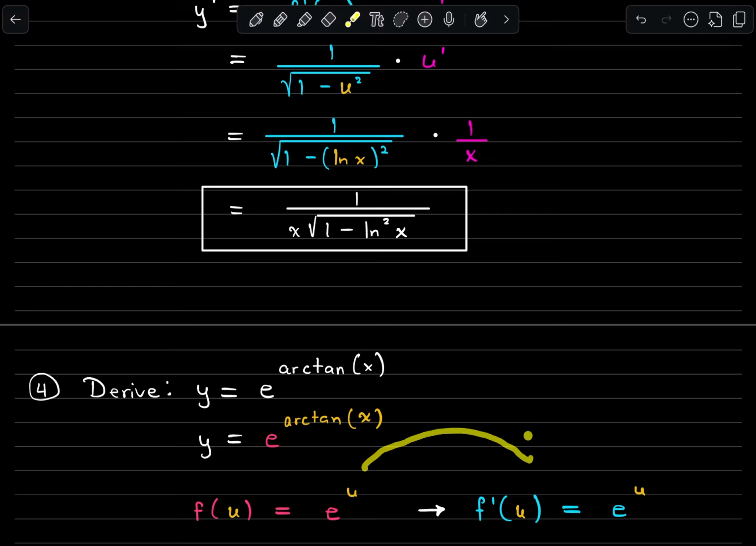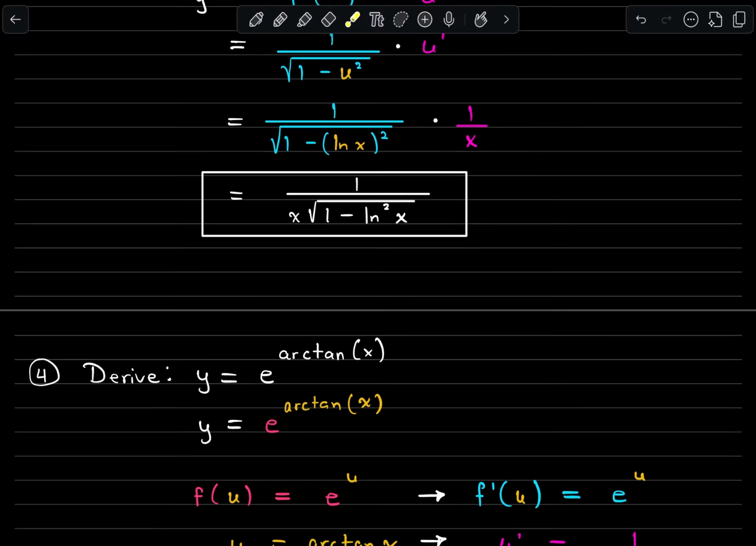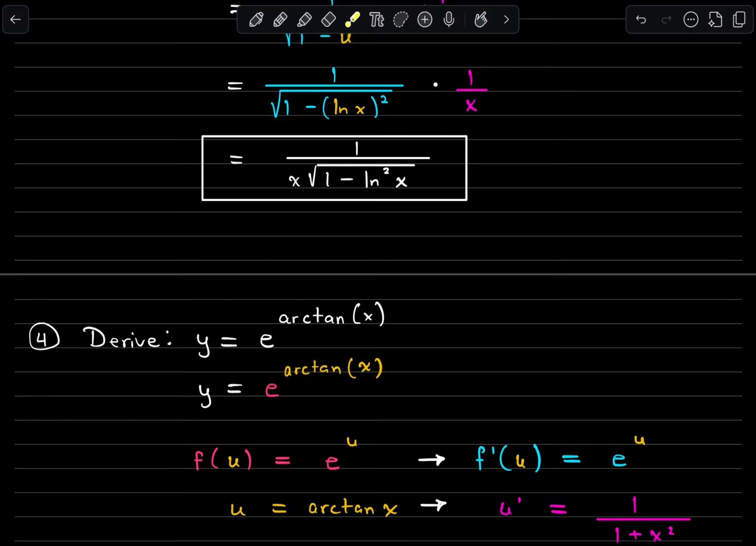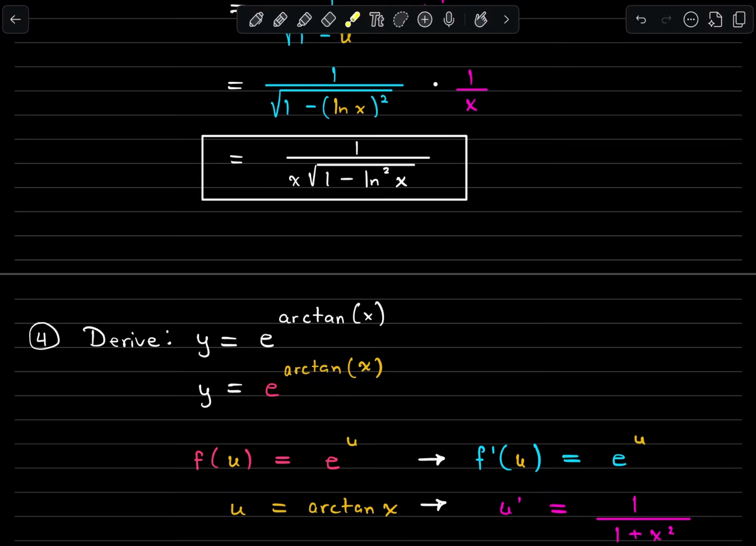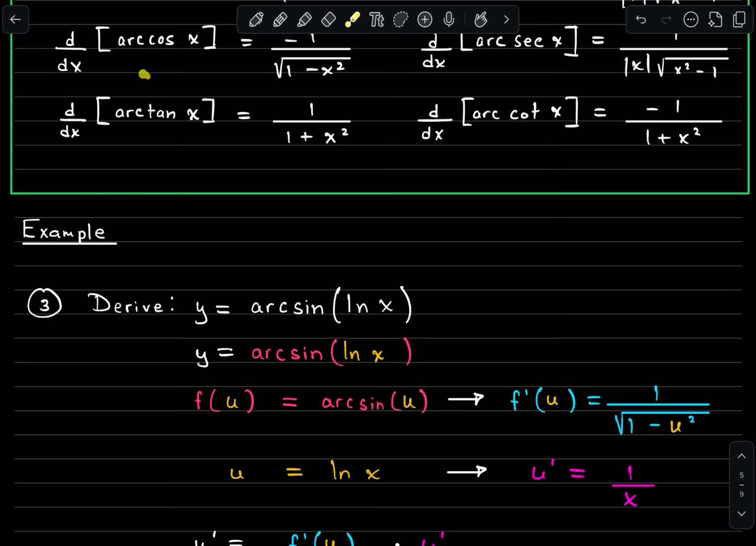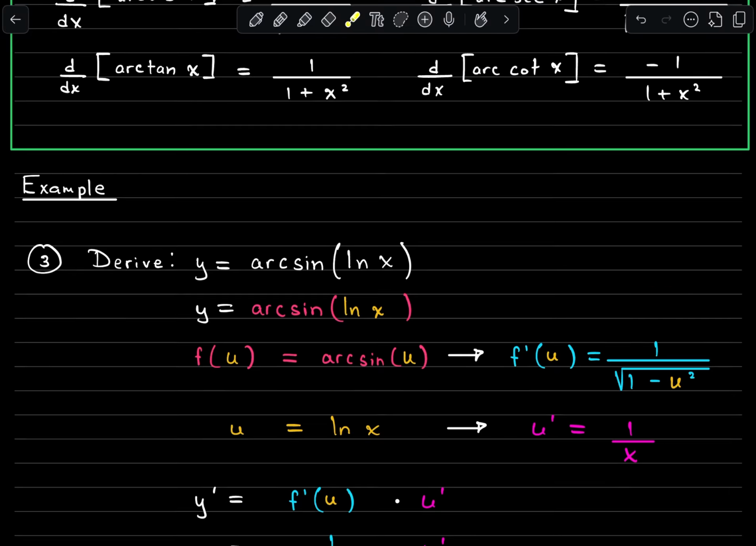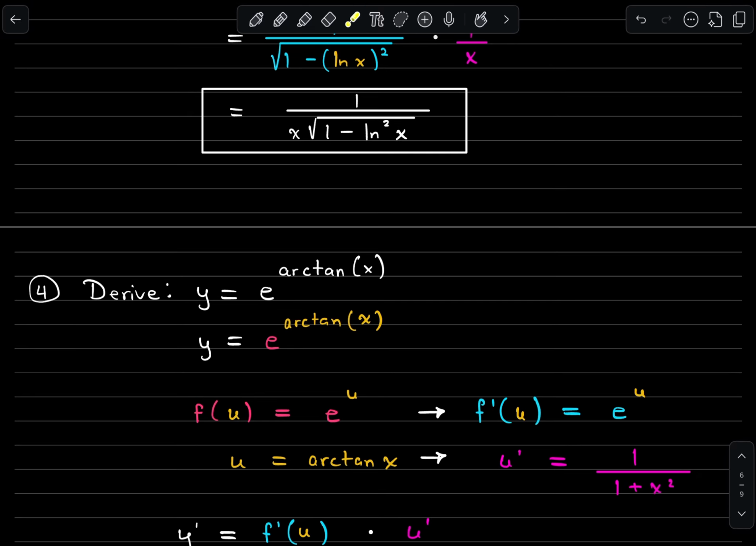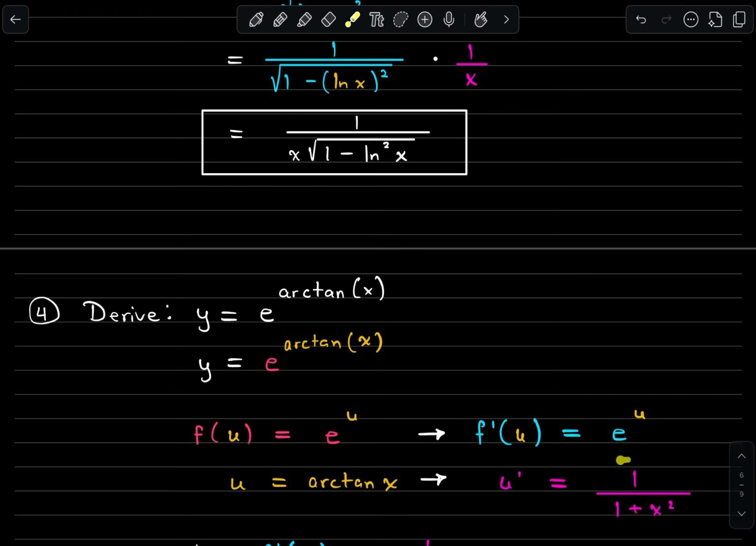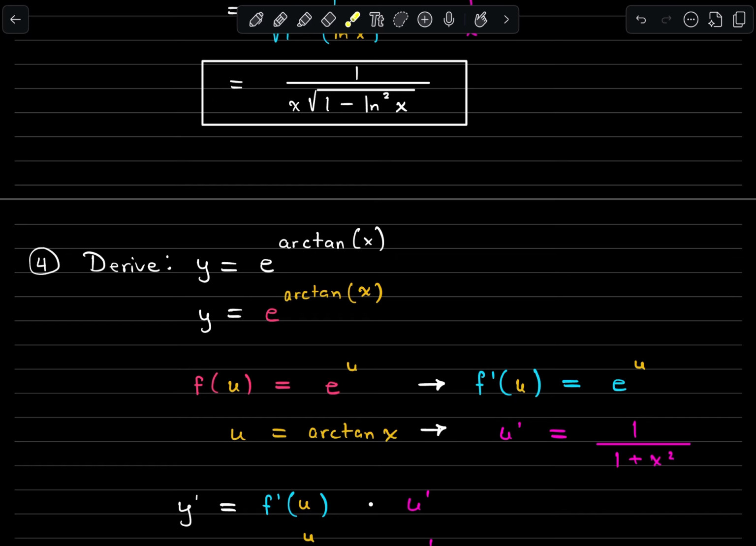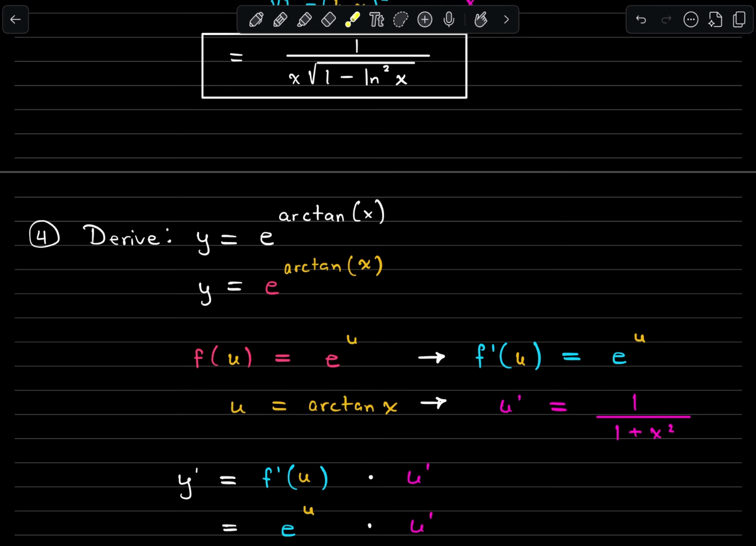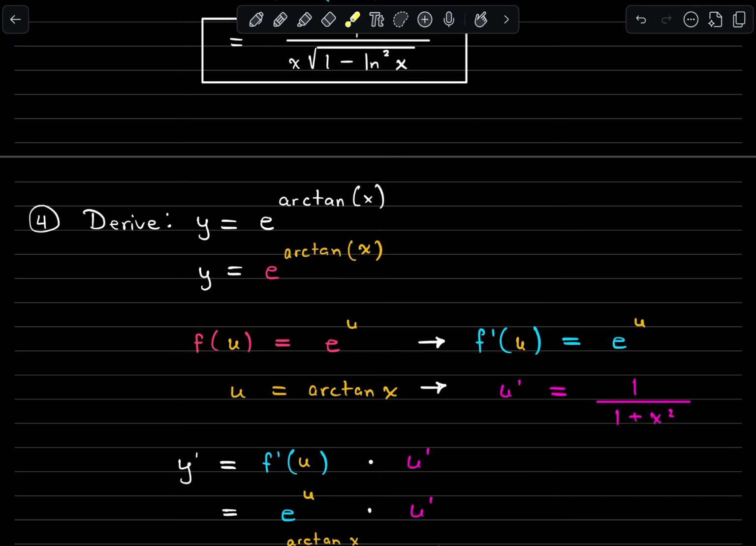Now, the nice part about e to the u is that when we derive it, it is its own derivative. So f prime of u is nothing more than e to the u. U is arctangent of x. And from our table above, we had that the derivative of arctangent of x is 1 over 1 plus x squared. And that's exactly what we have here. U prime is 1 over 1 plus x squared. We're going to put this together as we always do. F prime of u times u prime.